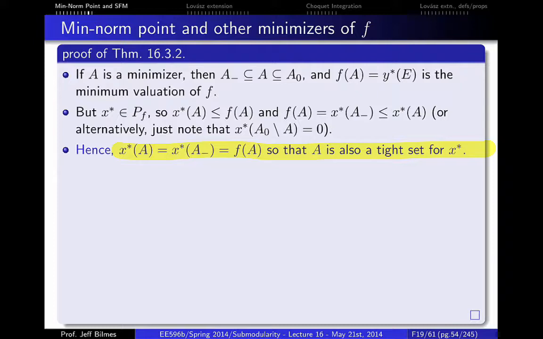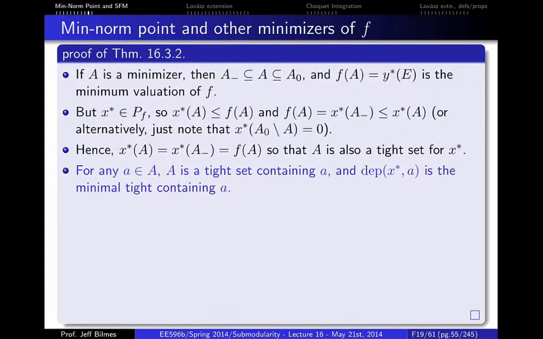In fact, we have all of these tight sets. Anything in between there is tight. Now, for any lowercase a in uppercase A, this is clear: A is a tight set containing lowercase a. And then dep is going to be the minimum tight set containing a. And so therefore we can see that the dep is also a subset of A.